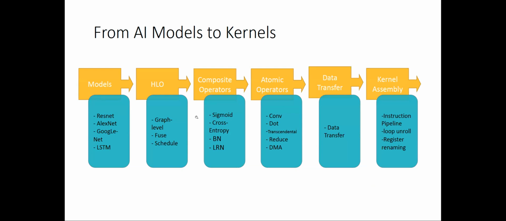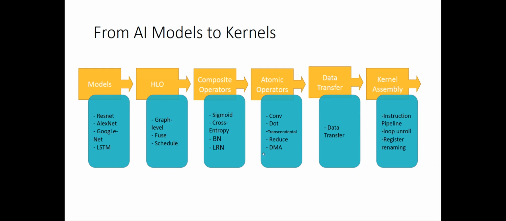Okay, so from the AI model to kernel part, for example, the models part, the input is the different kinds of AI deep neural network models, including ResNet, XNet, GoogleNet, or LSTM model. And then in the graph level, we can do operator fusion or scheduling optimization.